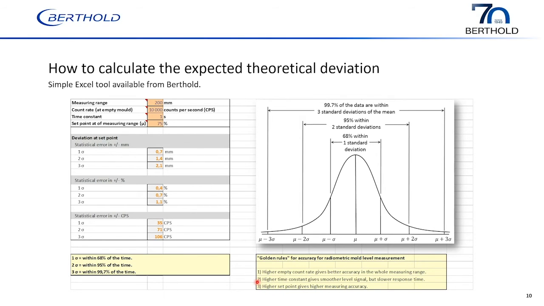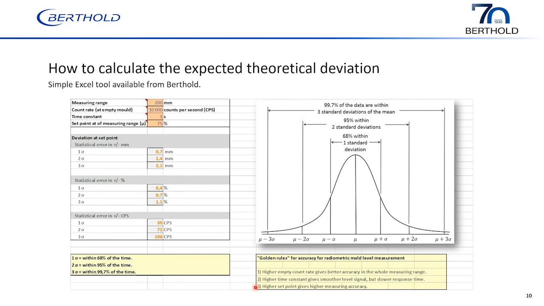Another thing to know is that when you have a higher time constant or a longer time constant, you get a smoother mold level signal, but you will slow down your response time. For a fast caster like a billet caster, you normally work with 0.8 seconds as time constant, but for slower casters like big blooms or slabs, you can work with a longer time constant, let's say 1.2 seconds or even more, in order to get a smoother mold level.